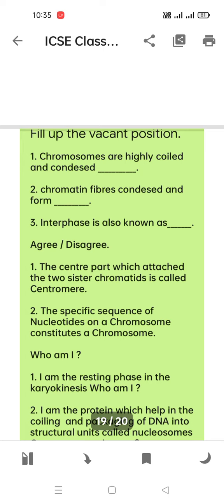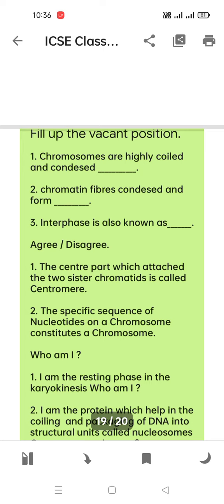First question is saying chromosomes are highly coiled and condensed chromatin fibers. Chromosomes are highly condensed and coiled forms of what? Of chromatin fibers. Chromatin fibers condensed and form chromosomes. Both opposite questions are given, isn't it? Chromatin fibers condensed and form chromosomes. Interphase is also known as what? It is known as the preparatory phase, resting phase. Okay, not preparatory phase, resting phase.